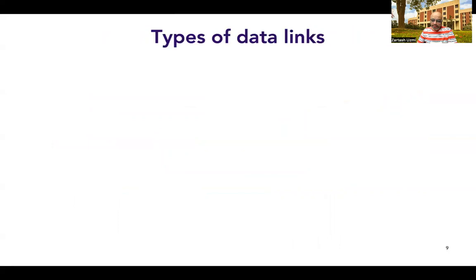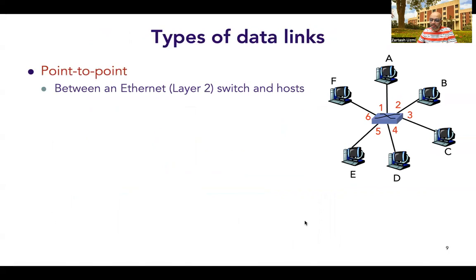So now let's take a look at the types of data links. We can have point-to-point links. For example, you can have an Ethernet layer 2 switch, and then 6 hosts connected to 6 different physical interfaces by means of these Ethernet cables. So this is 6 point-to-point links between the switch and the 6 end devices. In fact, if you connect two computers directly with each other by using an Ethernet cable, that is also going to be a point-to-point link. In this case, you have 6 point-to-point links.